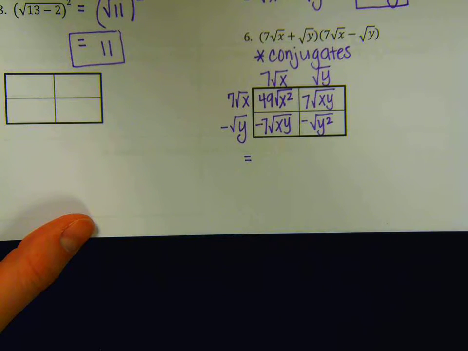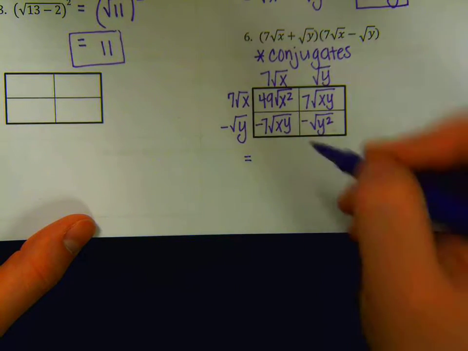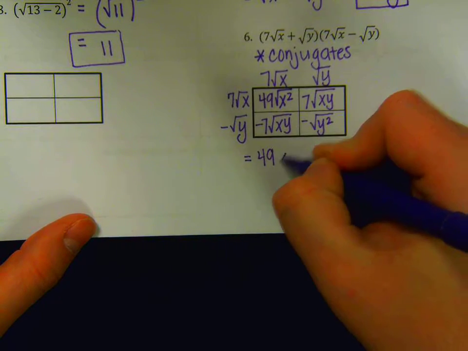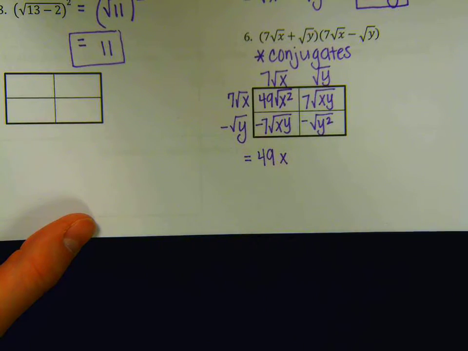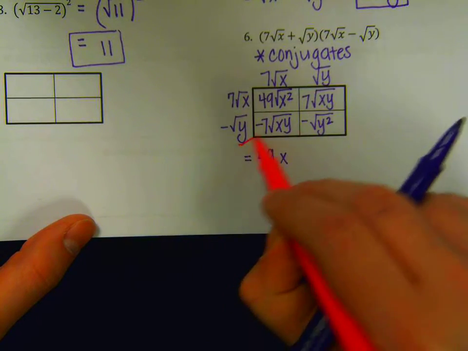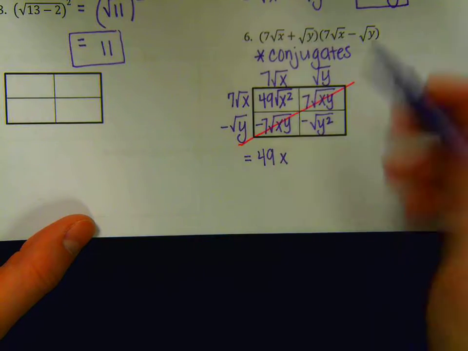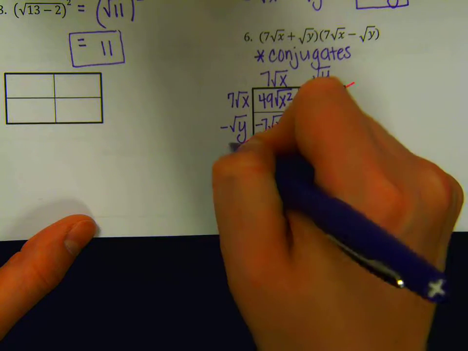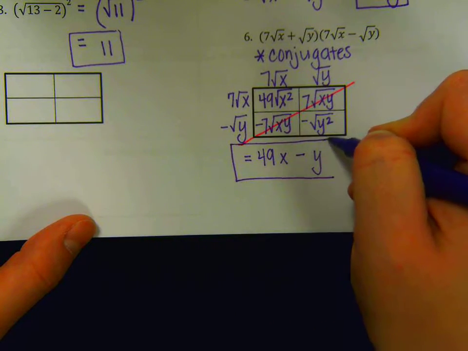How do you get the negative square root of y squared? It's because of those two. Right. Okay, so we have 49 square root of x squared. So we have 49, and I can just call that x because we already know the square root of x squared is x. My conjugates make it so that my diagonals cancel. And then we have minus square root of y squared is just y. So you'll get your answer 49x minus y.